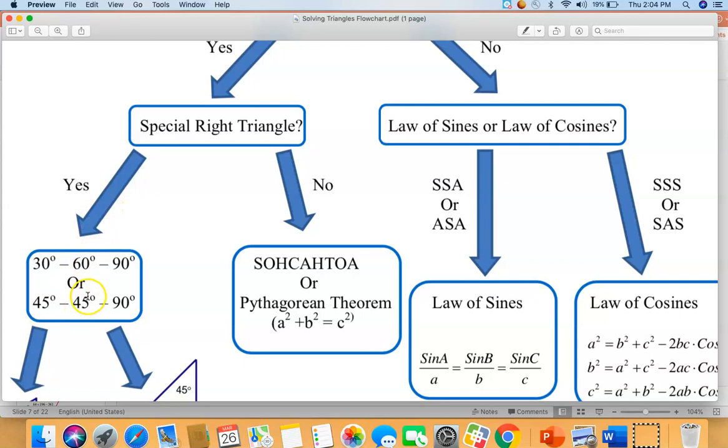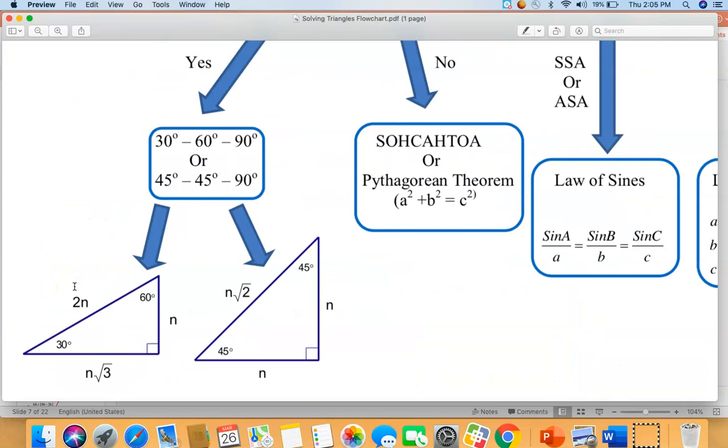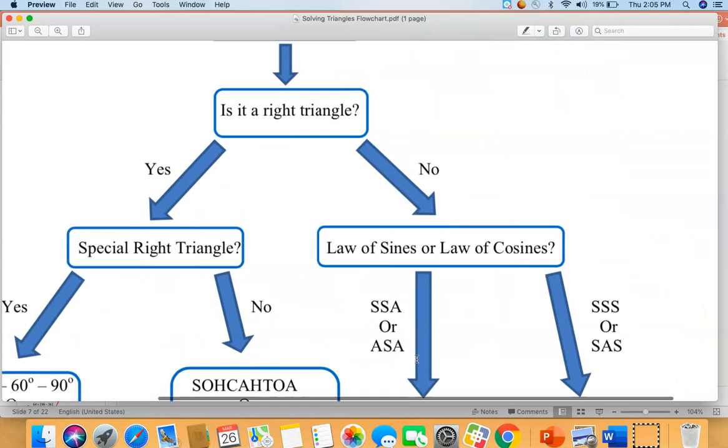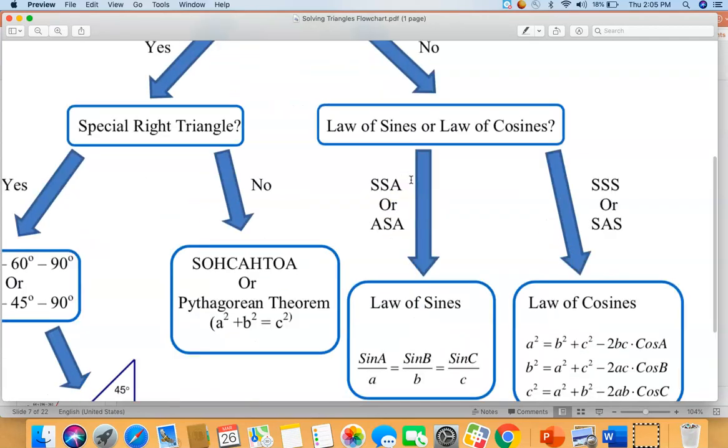If the answer to that is yes, if it's a right triangle and it's one of our specials, then I just use the ratios that we had before: n, 2n, n root 3, and if it's a 45, 45, 90, n, n, and n root 2. Well, what if it's a right triangle? It's yes here, but it's not one of the specials. That's when SOHCAHTOA or the Pythagorean theorem comes into play. So to answer the other question, if it's a right triangle, what if the answer is no? That's where I can use law of sines or law of cosines.